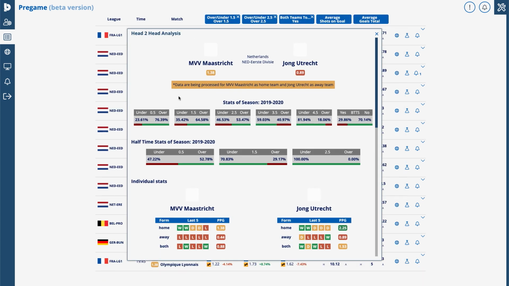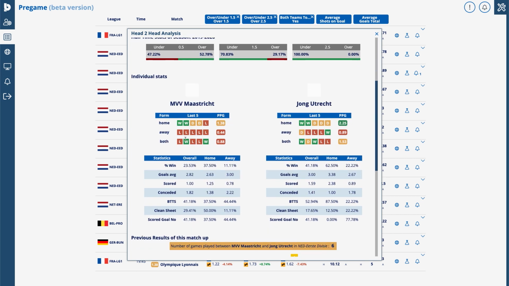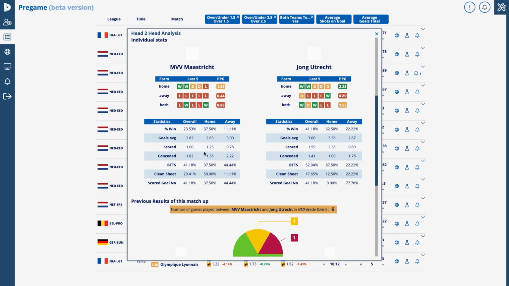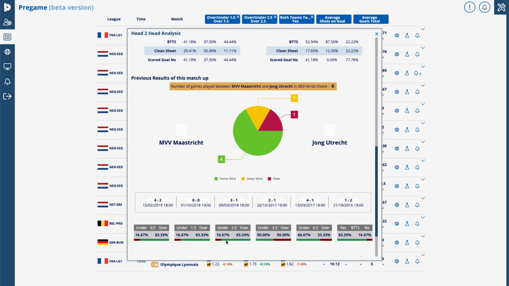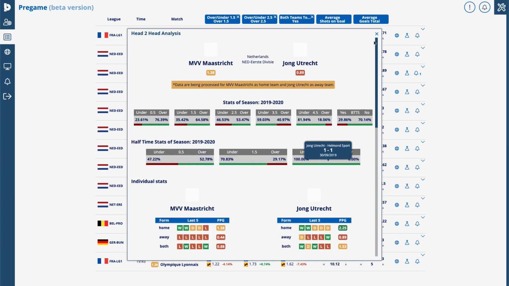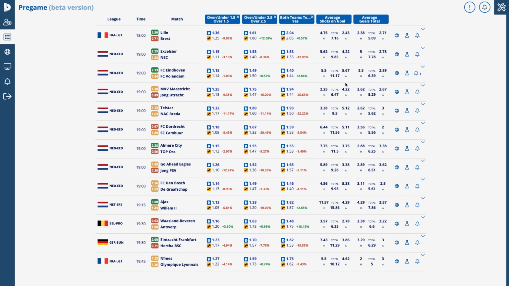Let's go to the next one, Maastricht, Jong Utrecht. Not performing well away, at home it's getting better, maybe getting into a good streak. Jong Utrecht, oh, last one did a proper performance, although usually is not scoring much. Head to head really tends to be over. Okay, it looks good. Looks really good.